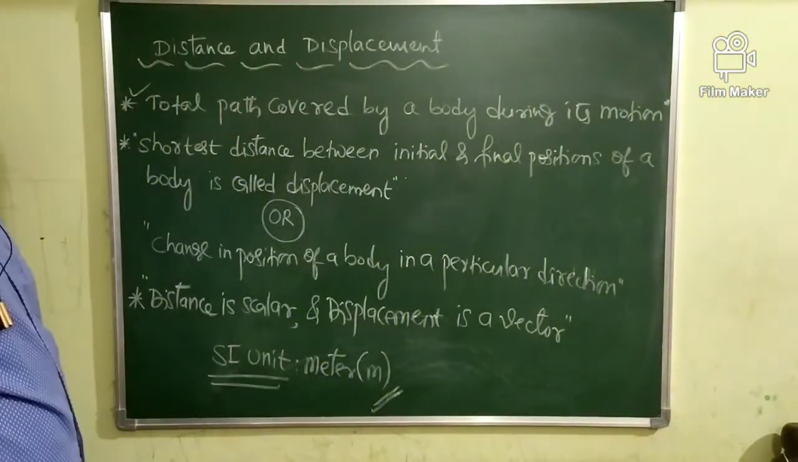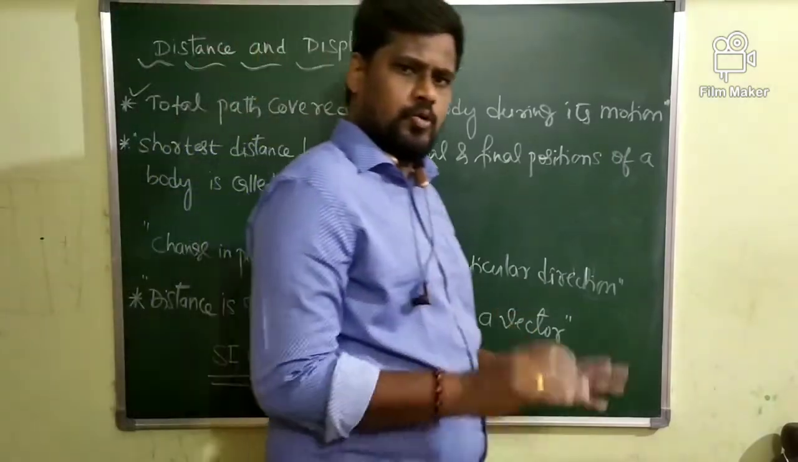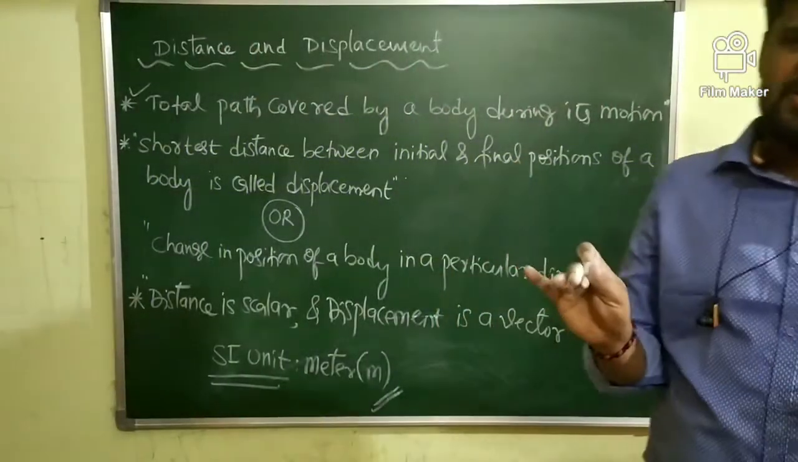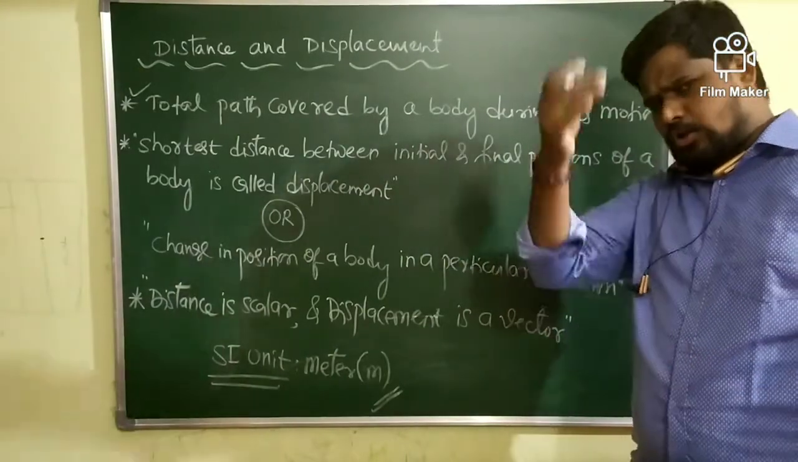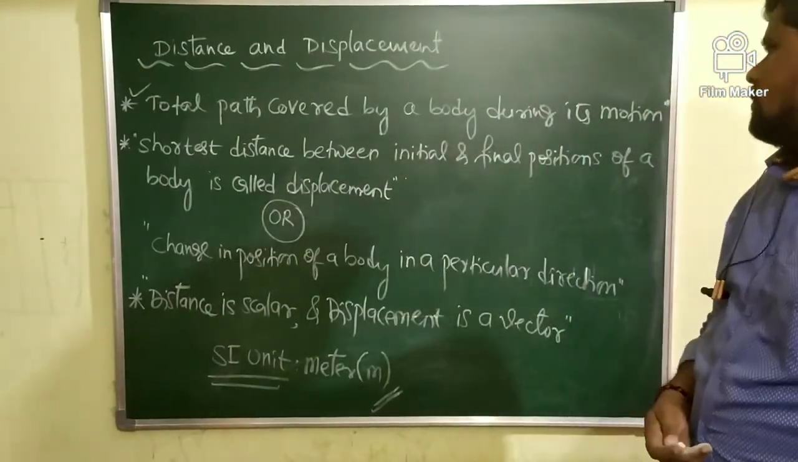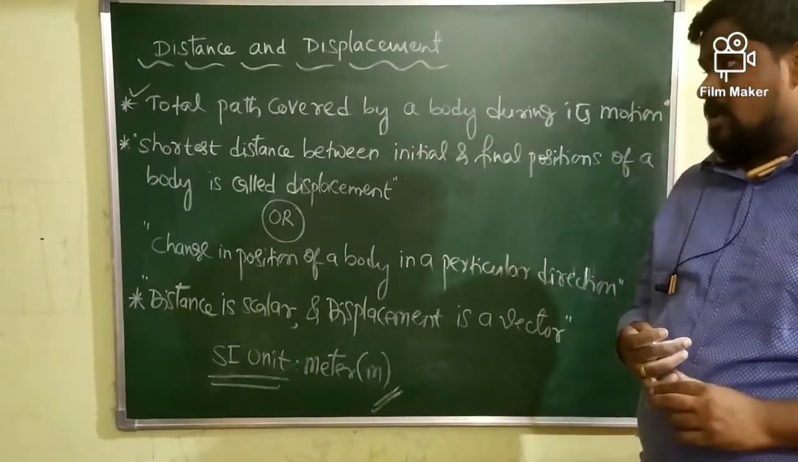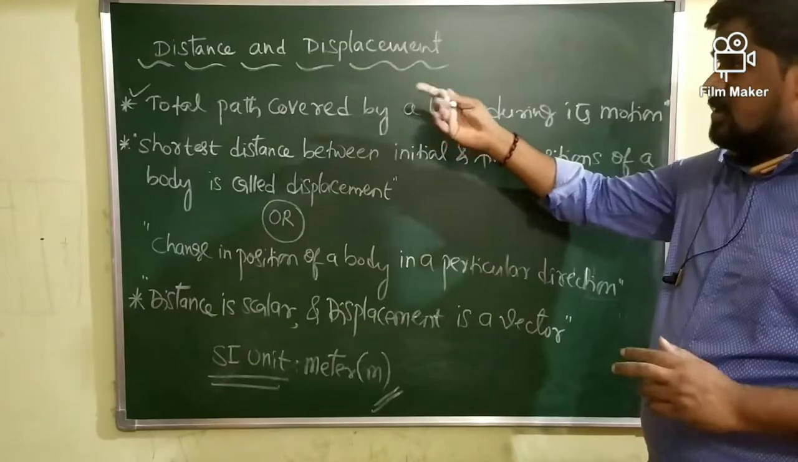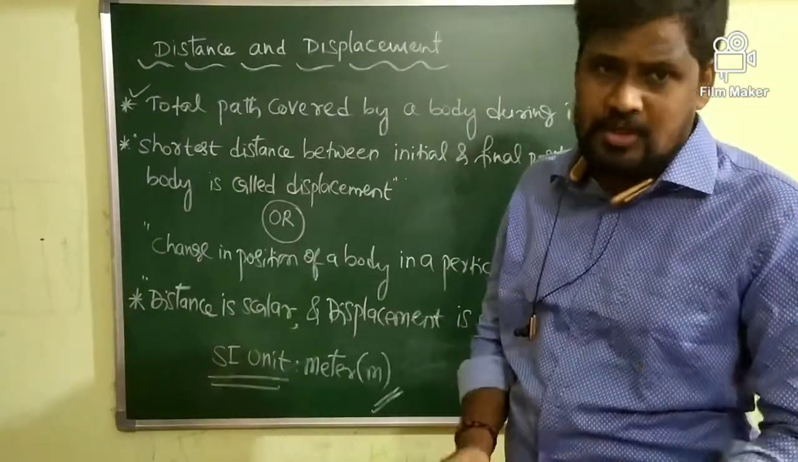What is distance? The total path covered by a body during its motion, meaning in any direction, how much path length the body is covering. The total path length covered by the body during its motion we call the distance traveled by the body. While explaining distance traveled by the body, we are not taking the direction of motion.